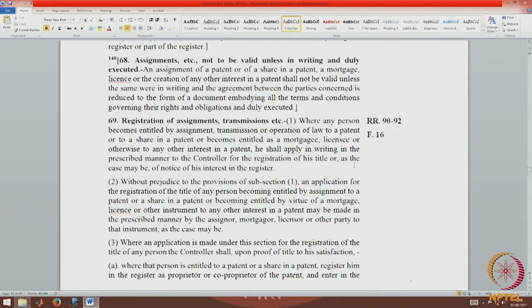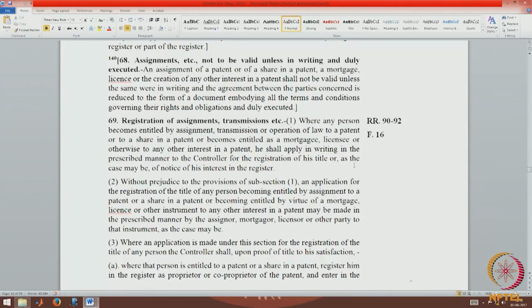Assignment is understood as something that happens voluntarily between two people. Transmission is something which need not happen voluntarily, but can happen when a right gets vested on another entity. By operation of law, say by bankruptcy proceedings, or a person is declared insolvent and his creditors take over his property and patents become a part of that, then we say that the patent has changed hands by operation of law.